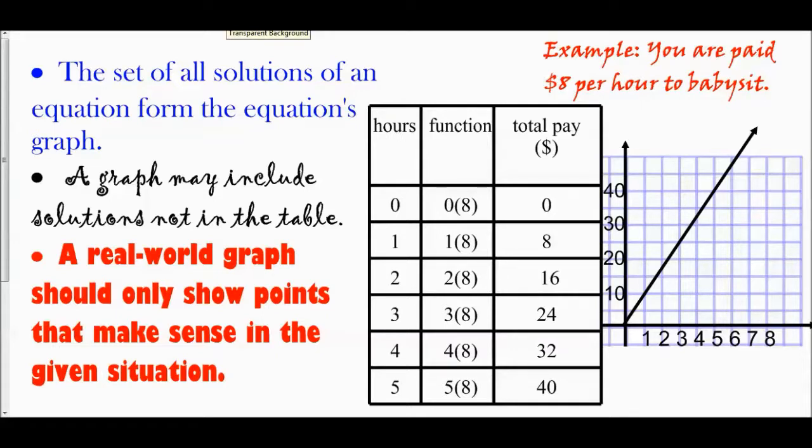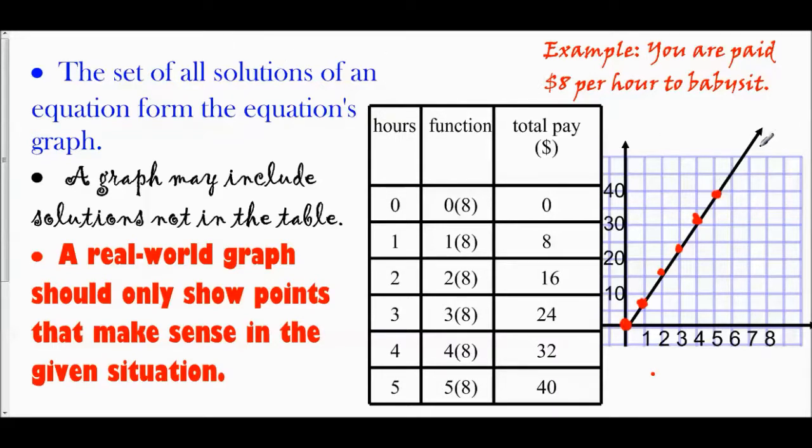Let's get a pen. Okay, so if we were to graph these points, 0, 0 would be right here. 1, 8 would be right there. 2, 16, just a little bit above the 15 mark. 3, 24, just shy of 25. 4, 32, a little bit above 30 there. And 5, 40 right there.